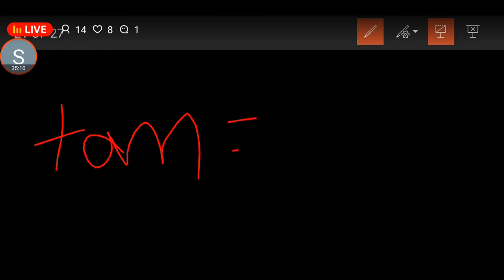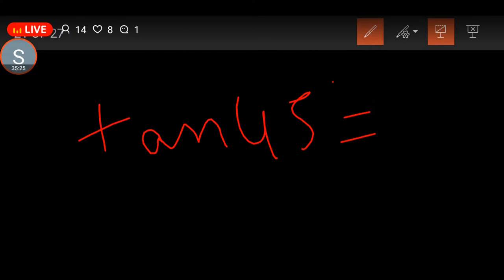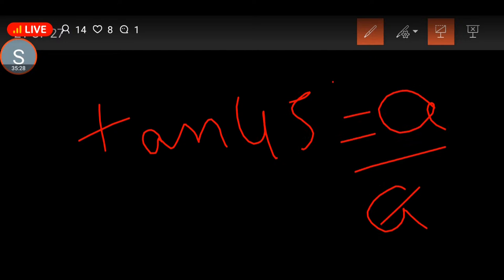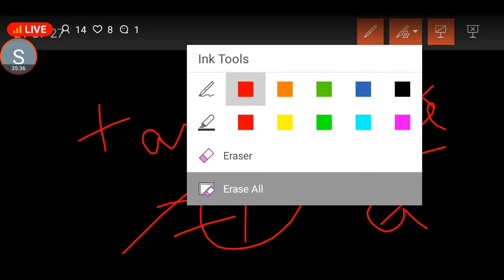And you can calculate in another way also. What is tan? Tan is perpendicular by base. What is perpendicular? Perpendicular is a and base is also a. So tan 45 degrees equals a by a. So the answer will be 1. In this way also you can calculate, in any method you wish.